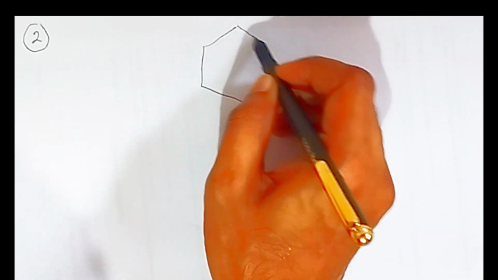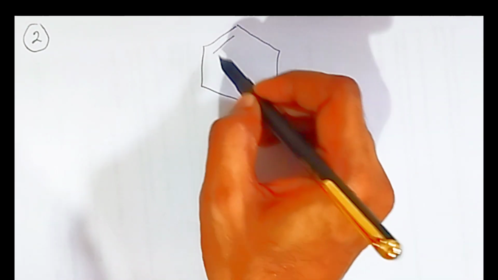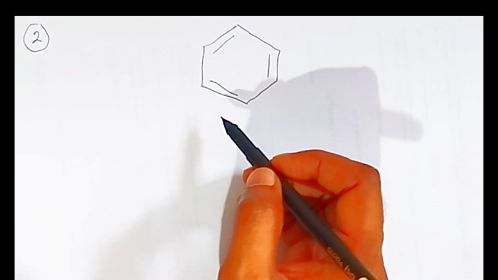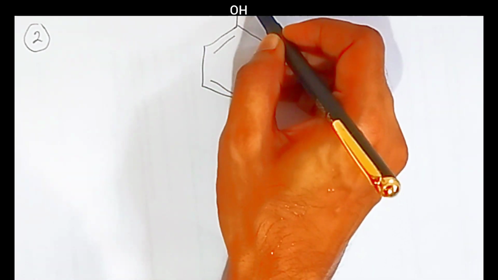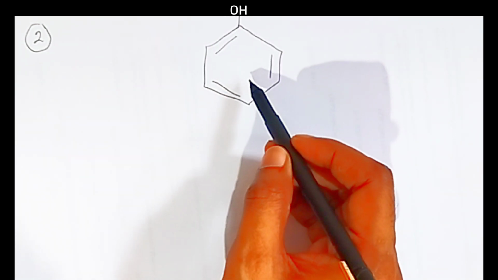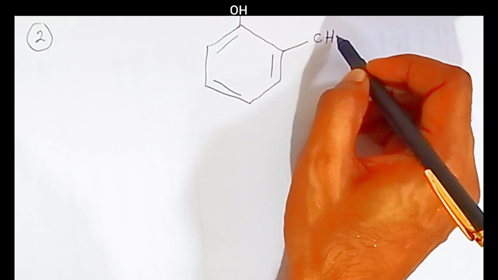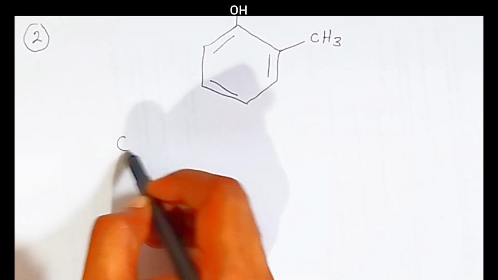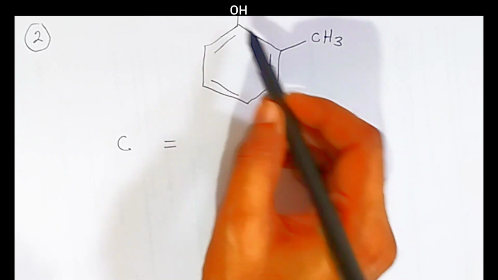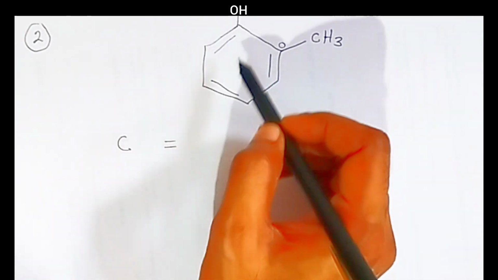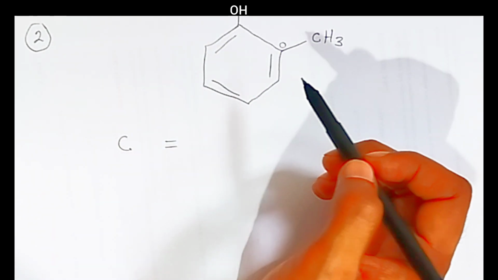Second compound, if the structure is like this students, when one of the hydrogen we are going to replace by hydroxyl group, so now this is phenol group students. Now here also you have methyl, hydrogen of benzene is replaced by methyl. How are you going to name it students? In common name students, since it is at the ortho position with respect to this, we call as orthocresol.